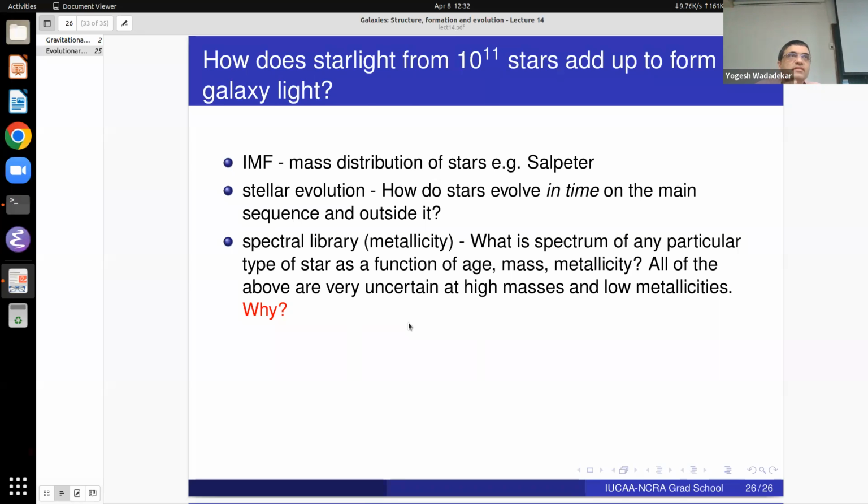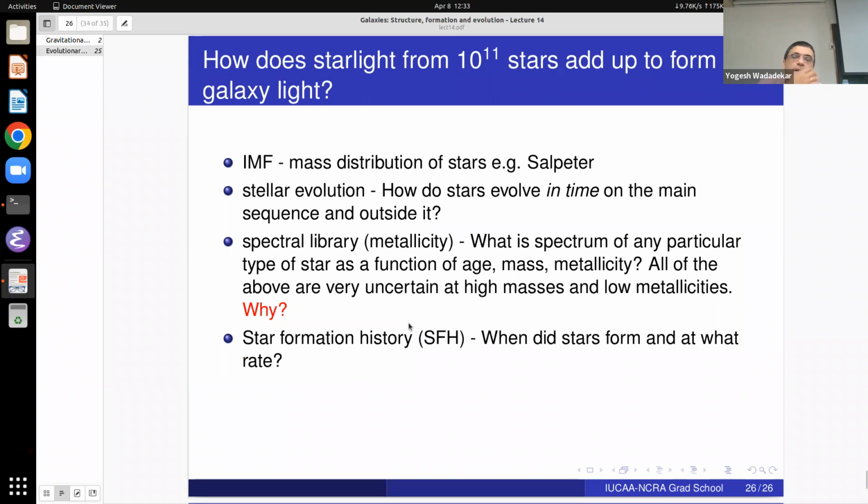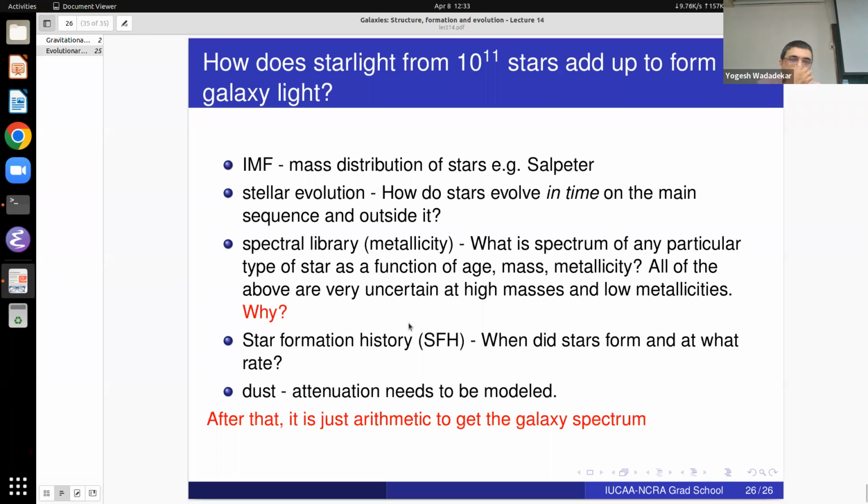So the models will give you some answer, but whether that spectrum that the model is throwing out for a high mass, low metallicity star is correct or wrong, since you cannot validate it with real observation, you have no idea. But let's say, fine, we will worry about this later. Then of course you need to know the star formation history. When did stars form and at what rate? And then you need to know the distribution of the dust.